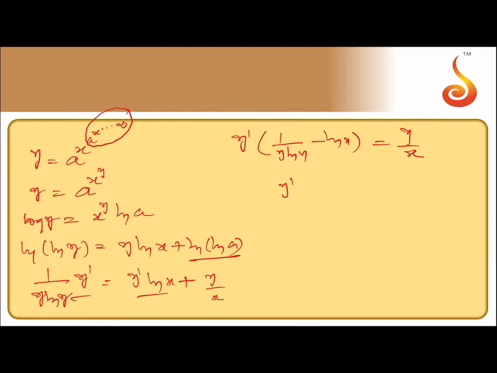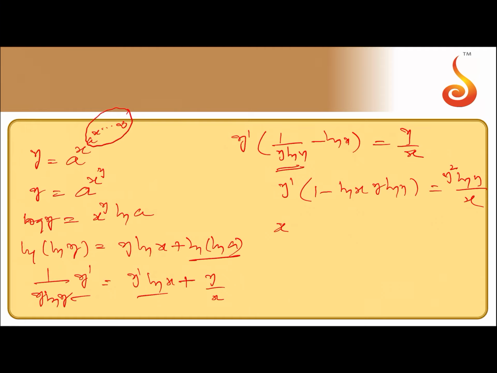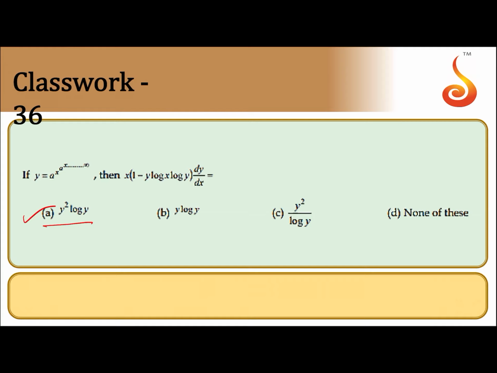Taking y dash common here, it is 1 by y log y minus log x equals y by x. And taking LCM, y dash multiplied by 1 minus log x into y log y, and that must equal the denominator y log y taken to the right side, y square log y divided by x. You are required to prove x into this one, so bring x to the left hand side. x multiplied by 1 minus y log y into log x multiplied by y dash equals y square log y.